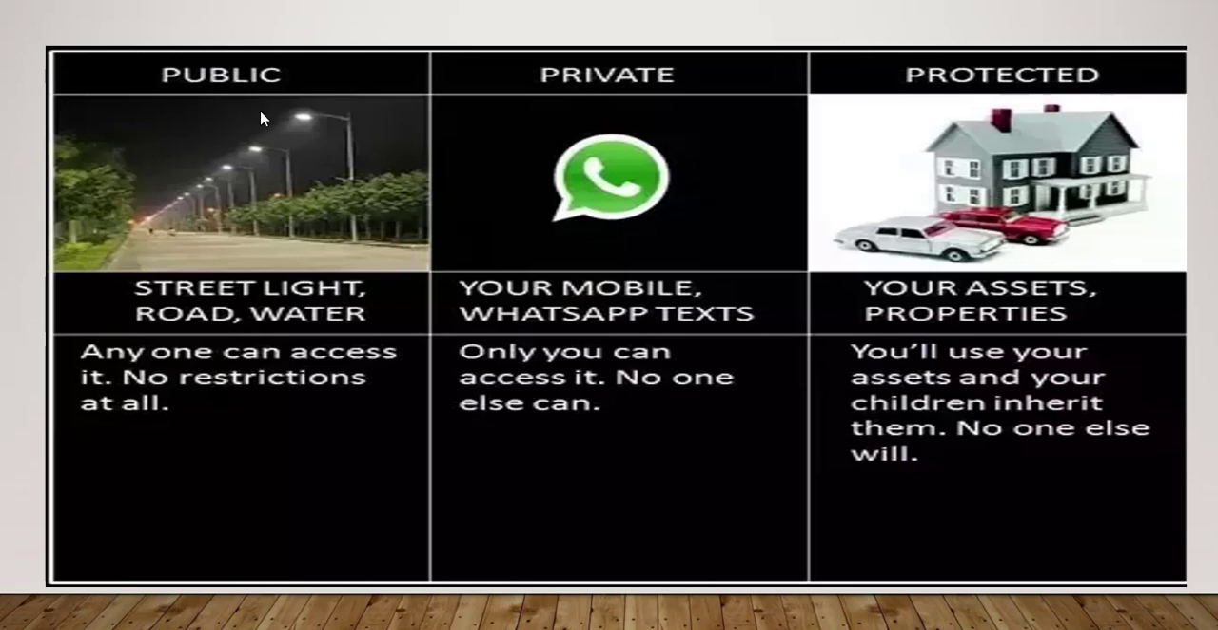A real life example, just to understand the concept easily. Public means, for example, a street light, road, water: anyone can access it, no restriction at all. In that case we call it public. Private, for example your mobile, WhatsApp, text can be accessed only by you, no one else can access, then it becomes private. Then protected: your assets and properties, you can use the assets and your children can inherit them from you, and your friends can use them in case you give permission. Other than that, no one else can access the property or the asset. So these are the 3 types of access specifier.